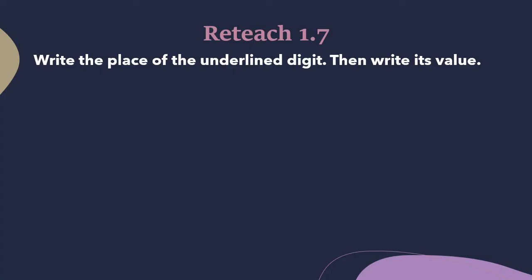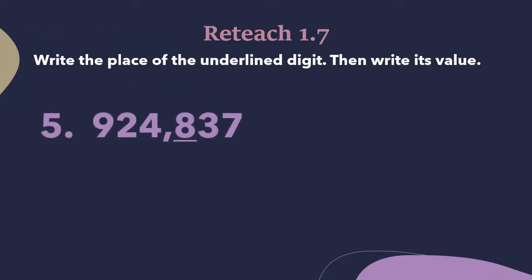Here is one with the same directions. Number 5, 924,837. Now we're going to write the place of the underlined digit. That underlined digit is the 8. And then you're going to write its value based on the place it's in. So let's go ahead and pause it right here so you can figure out what place the 8 is in, and then based on that, what is its value? And we'll come back and check it together in just a moment. See you in a bit.